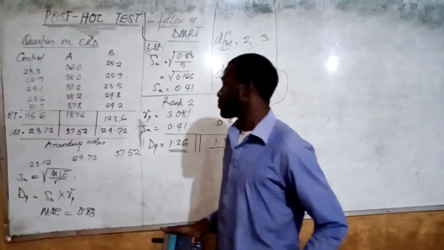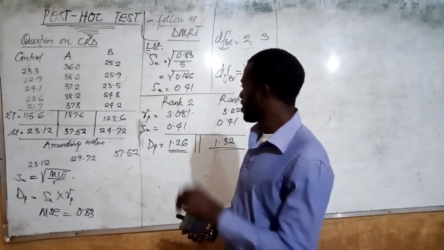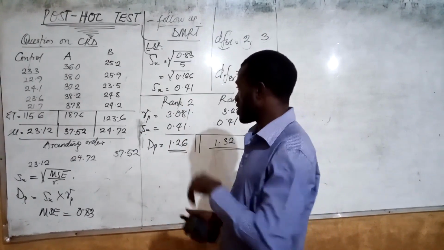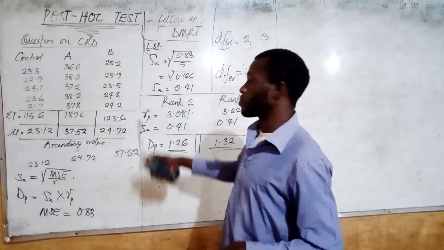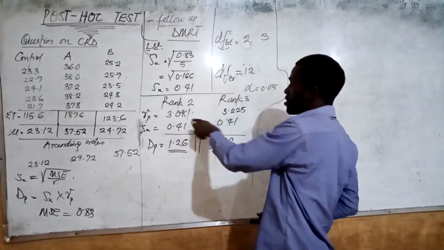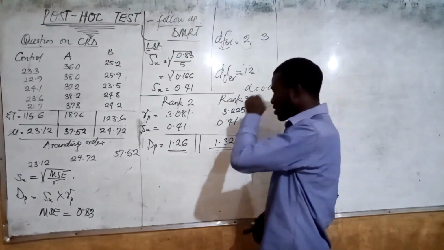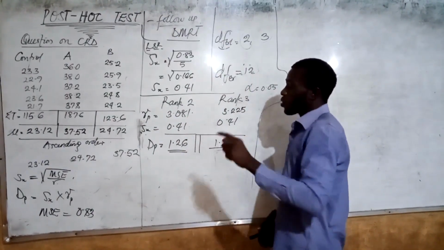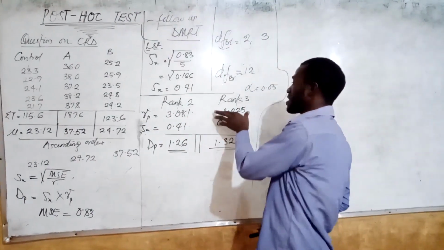So that's basically it. Your RP is gotten from Duncan's table. Use your DF error and DF treatment. You get this and this. Now this one we check with respect to the rank.